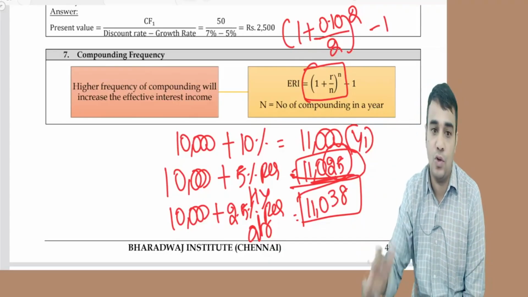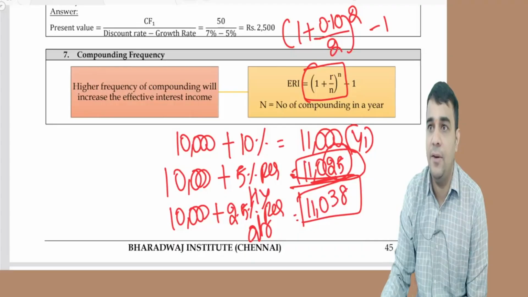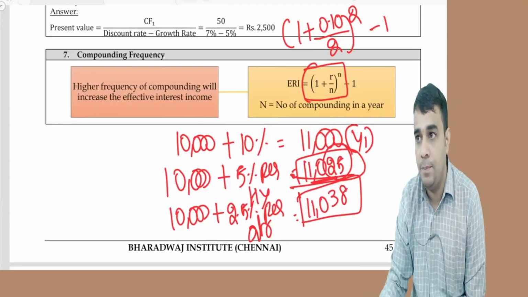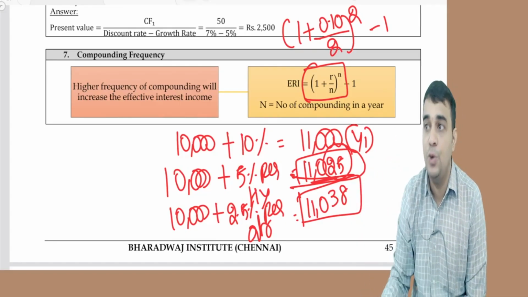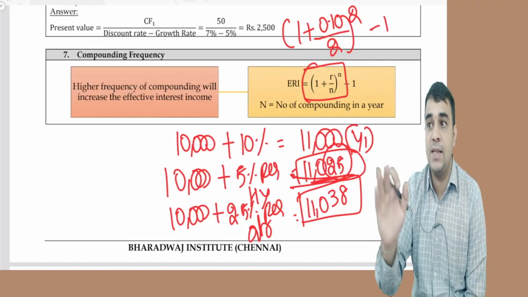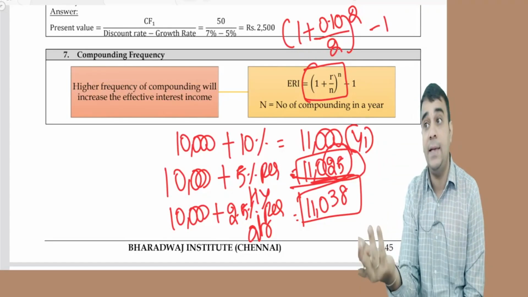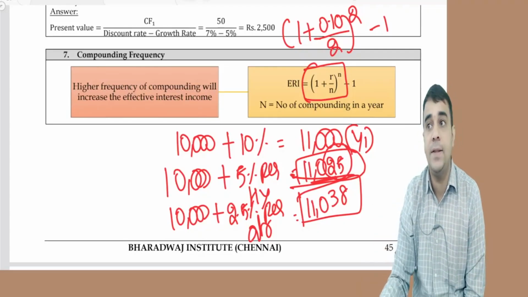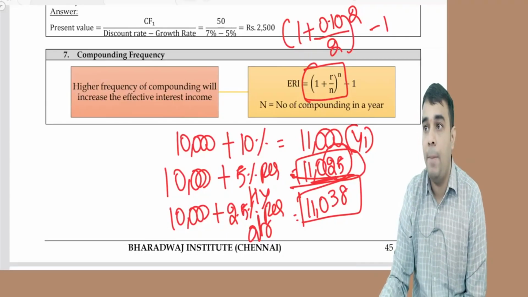Suppose your parents ask: I went to the bank, I want to create an FD. The bank is giving me two options: 8% compounded annually or 7.8% compounded monthly. You tell which is better. You can't say 7.8 is bad and 8 is good. I'll have to do the calculation. Maybe 8 is good, I don't know. I'll do the calculation and then give the answer. Compounded monthly means divide by 12 power 12.